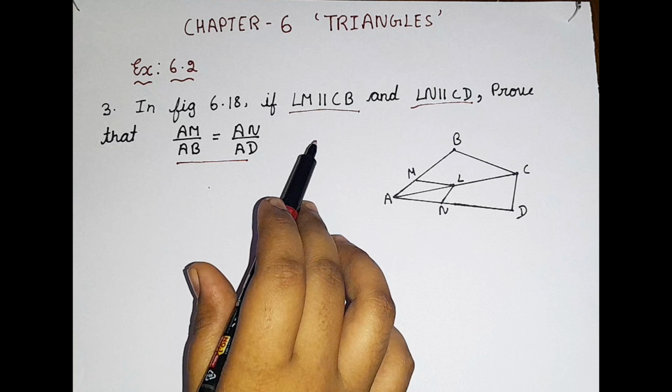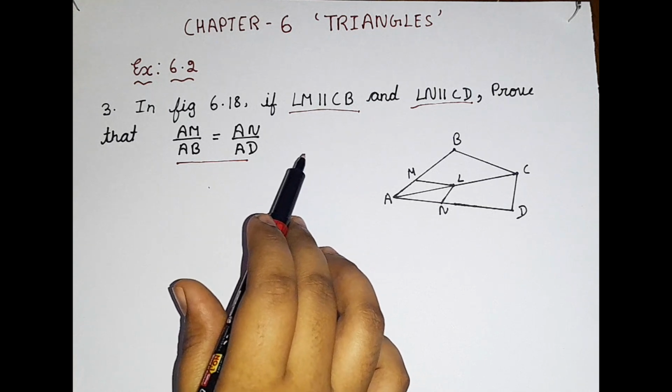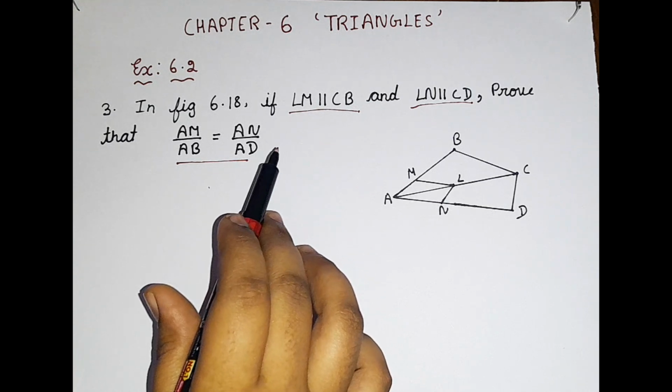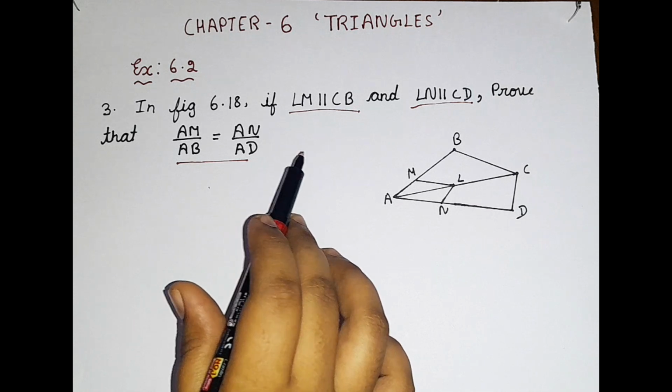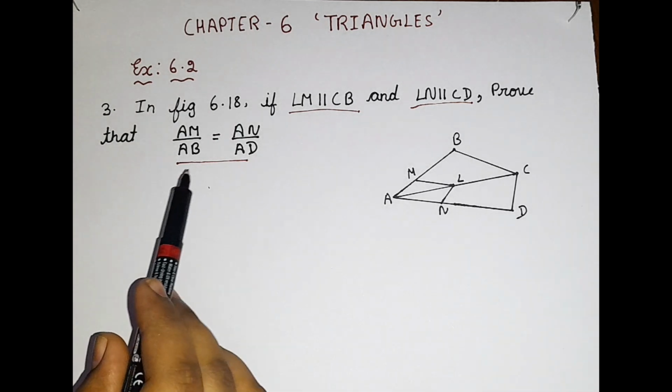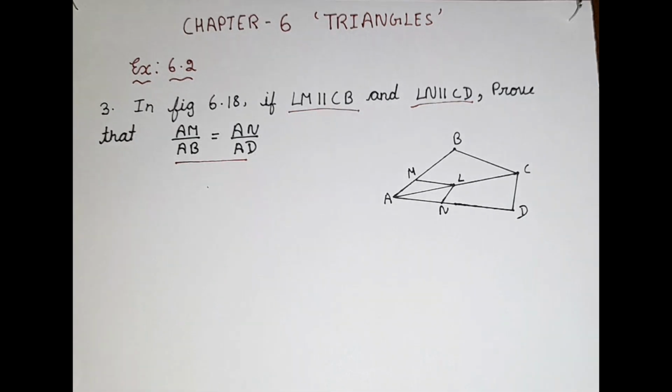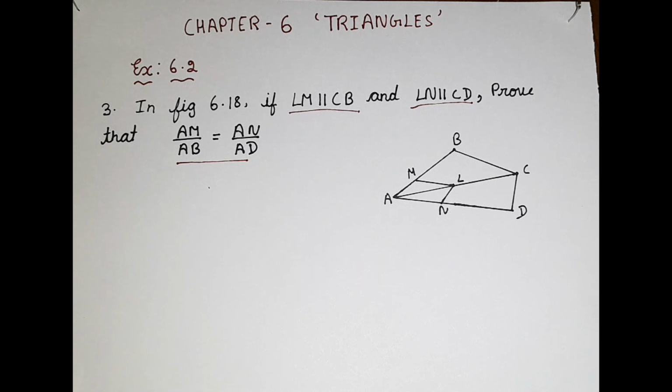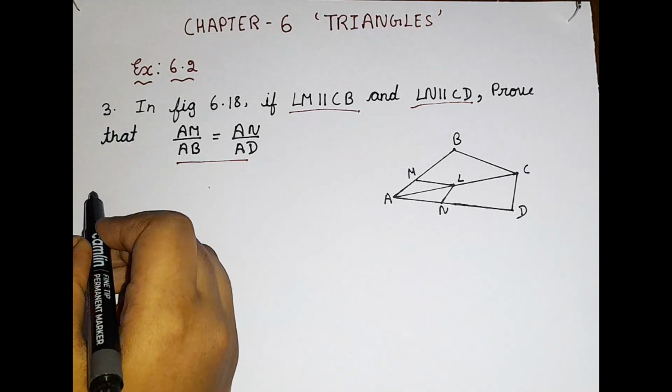If you just understood what I just told you guys, you can solve any question in this exercise. Now let's come back to the question. Here we are supposed to prove that AM by AB is equal to AN by AD. Now let us do it. For that we are supposed to write the given values.